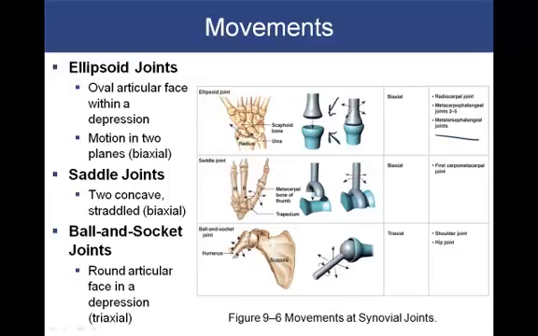And then lastly, we have the ball and socket. This is when a round articular face sits in a depression, and we can identify this both in the shoulder joint between the humerus and the scapula, as well as the hip joint between the femur and the os coxa.